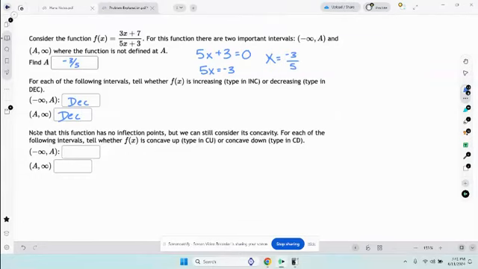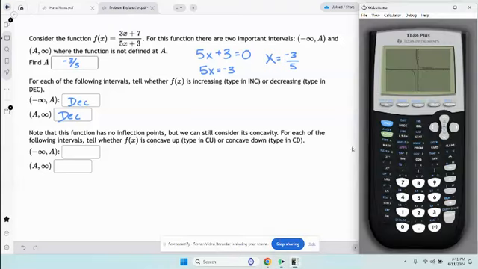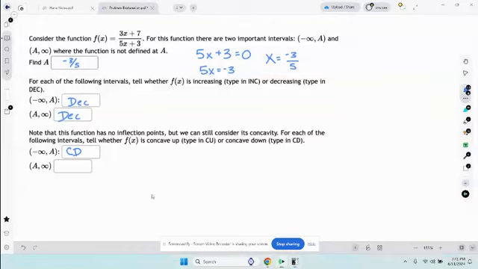Okay. Now this says, note that this function has no inflection point, so it doesn't switch concavity anywhere. But we can still consider its concavity. For each of the following intervals, tell whether f of x is concave up or concave down. So if I look at the interval to the left of the asymptote, I can't draw on the screen here, this implies it is concave down, okay? It will not hold water. Concave down looks like that. So this would be concave down.